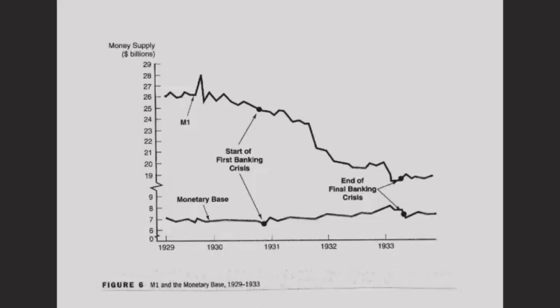And so this slide, as you can see at the bottom, says M1 and the monetary base 1929 to 1933 in the United States. So this is the period known as the Great Depression. There are two lines in this figure. The x-axis is years, the y-axis is billions of dollars. The bottom line is labeled monetary base.